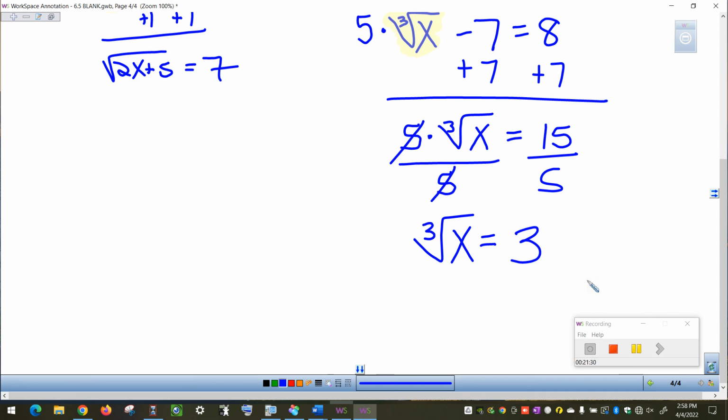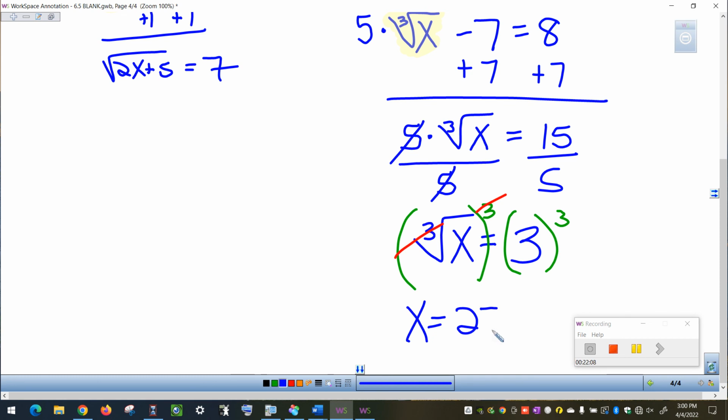And so if we want to undo a cubed root, we're not going to square both sides. We need to cube both sides. So that is how we are going to get the cubed root part canceled. So that's going to leave us with just regular x on the left. And then on the other side, 3 cubed is really 3 times 3 times 3. So that's going to give us a final answer of 27.